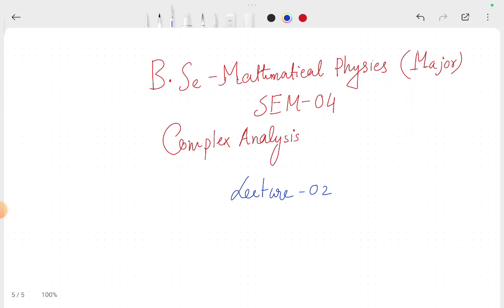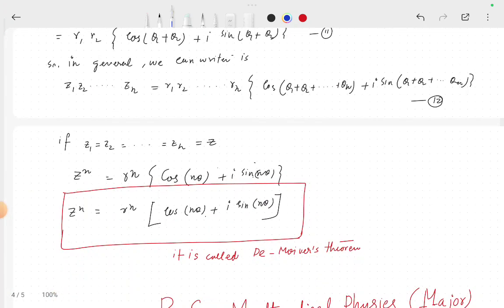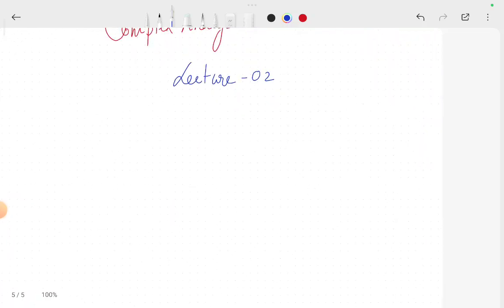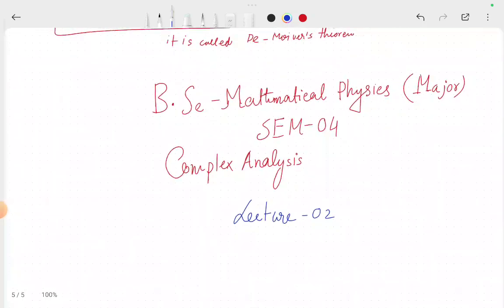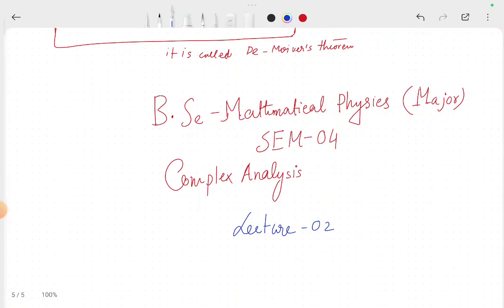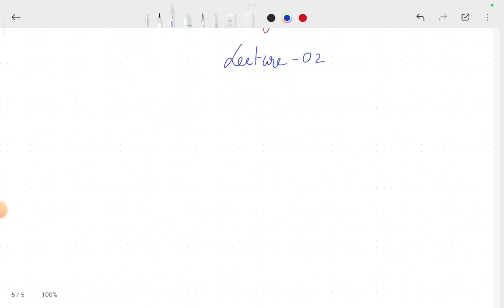In lecture 1 I discussed many topics, right? So now this is lecture number 2 of complex analysis. In lecture number 1 we discussed De Moivre's theorem, what complex numbers are, and how to represent a complex number graphically. In lecture 2 we discuss some important principles of complex analysis. Okay, let's start this video.